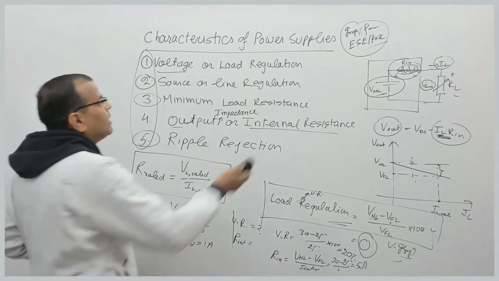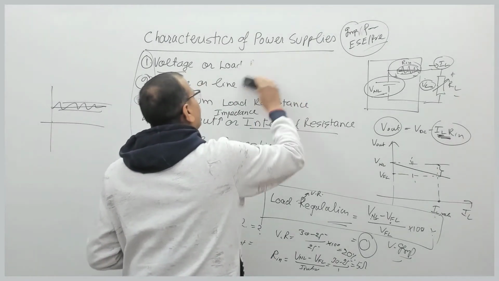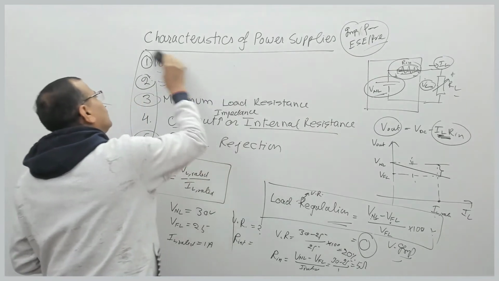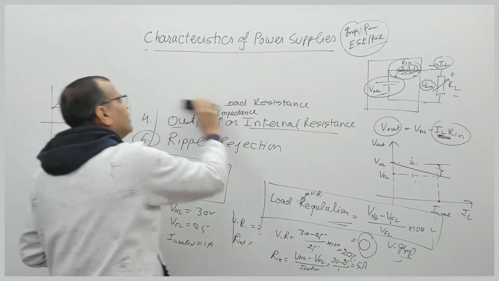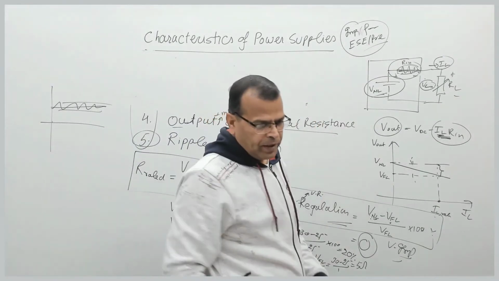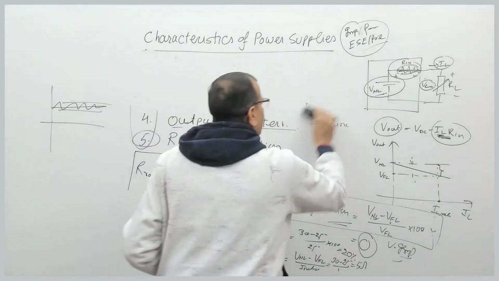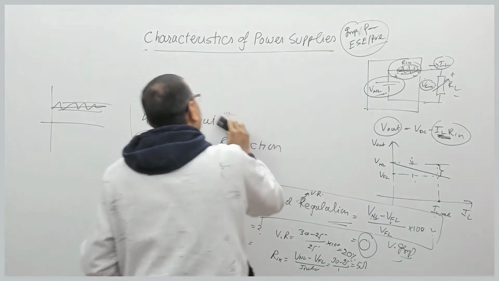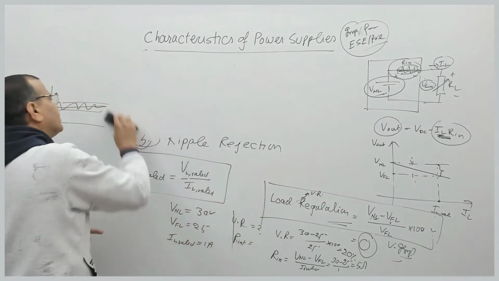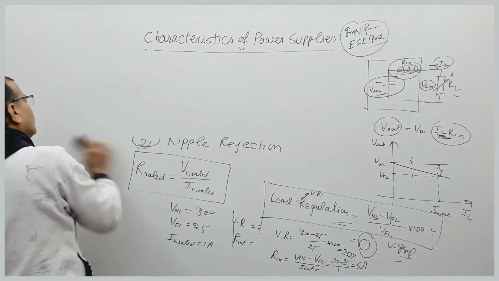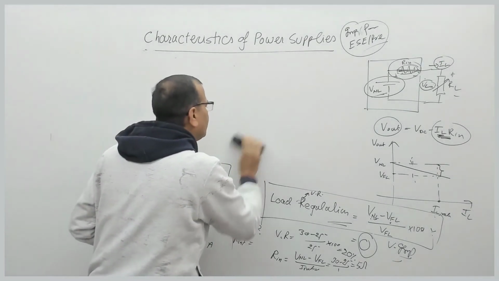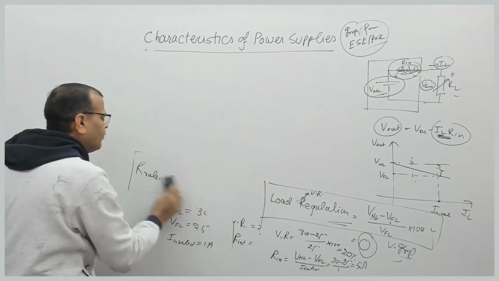Now there is a small topic in power supply that is known as power supply stabilization, right? So what is power supply stabilization? That is basically the variation in output voltage of a power supply due to different factors. What are the factors? Please see that carefully.